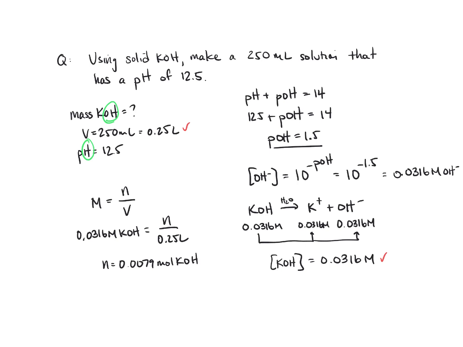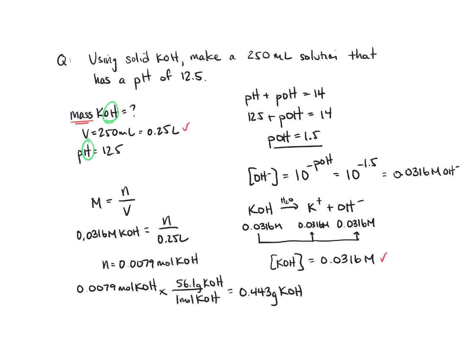Now that doesn't answer our question. Our question, again, up here, is our mass. So how many grams? We have to do our little dimensional analysis. 0.0079 moles of KOH times 1 mole of KOH is equal to 56.1 grams of KOH. And if we multiply that, we end up getting 0.443 grams of KOH is needed.